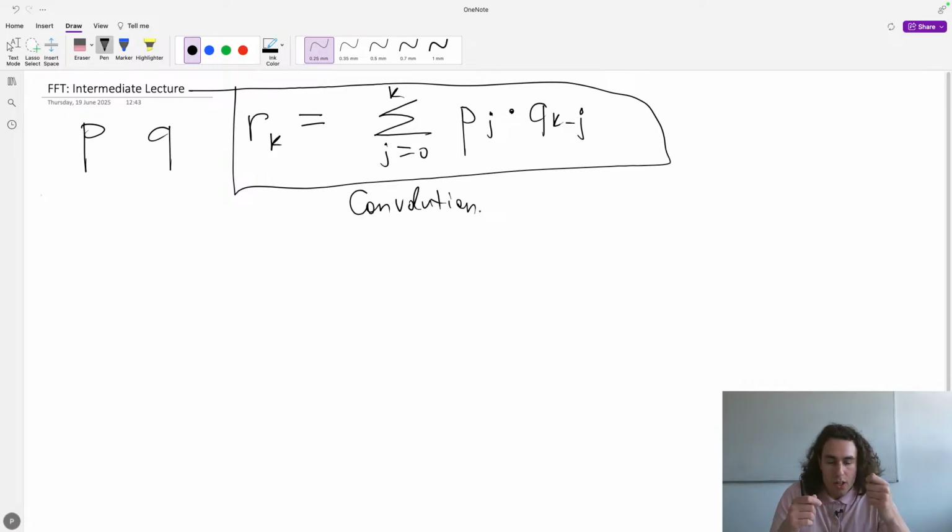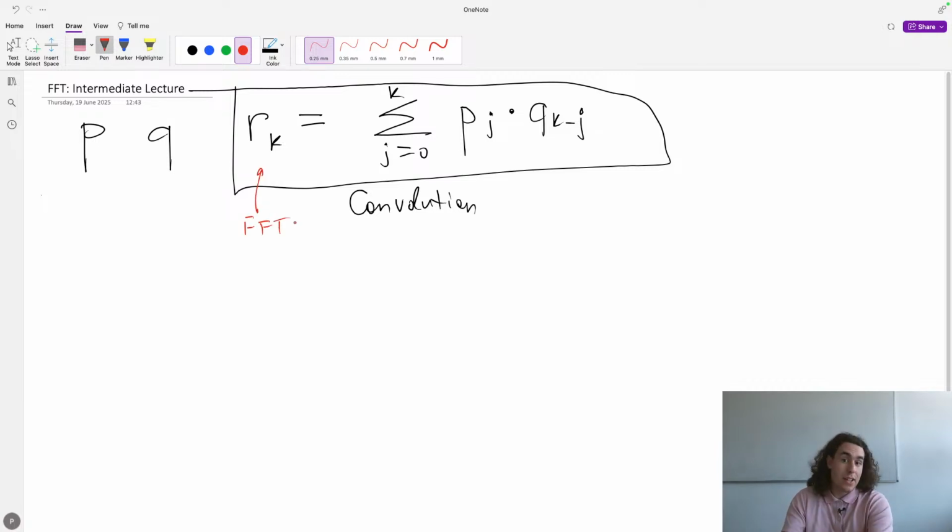Right? So we're summing the product of all pairs of indices that sum up to k. To give you a glance of what we're going to achieve at the end of today's lecture, this is just what basic FFT does, right?